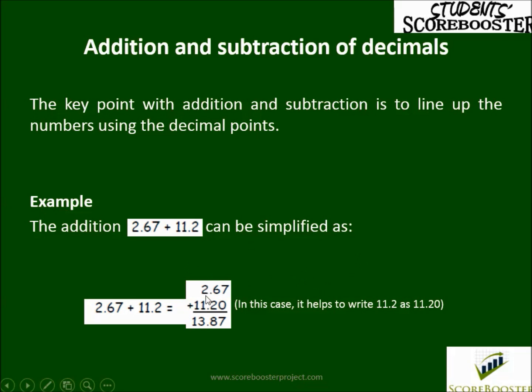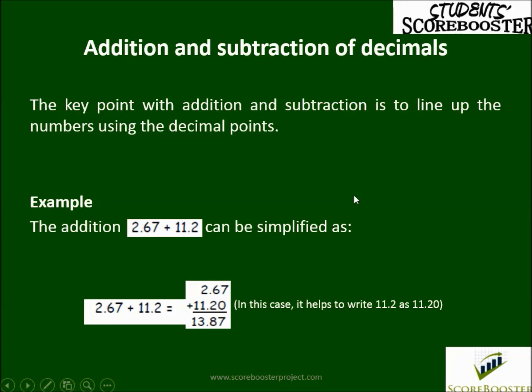So you still have your 11.2. When you line up the two now, you can then add from the right hand side. You add 7 to 0, you have 7, and 6 and 2 you have 8, and you now put the decimal point because all the digits after the decimal point are less than 1. Now you add 2 to 1, you have 3, and then you have 1. So you have 13.87.